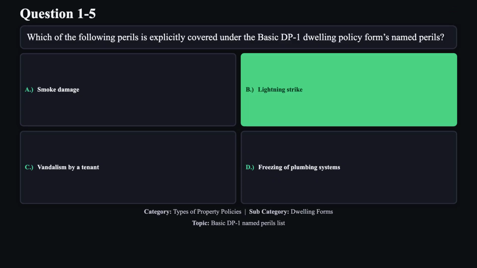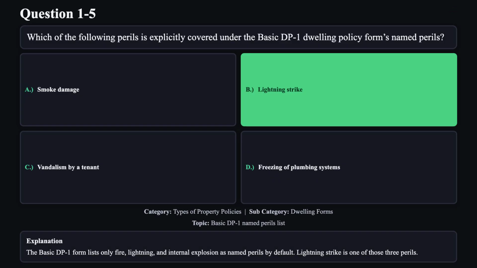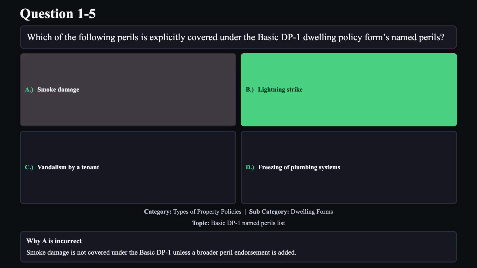The correct answer is B. The basic DP1 form lists only fire, lightning, and internal explosion as named perils by default. Lightning strike is one of those three perils. Reason A is not correct. Smoke damage is not covered under the basic DP1 unless a broader peril endorsement is added.